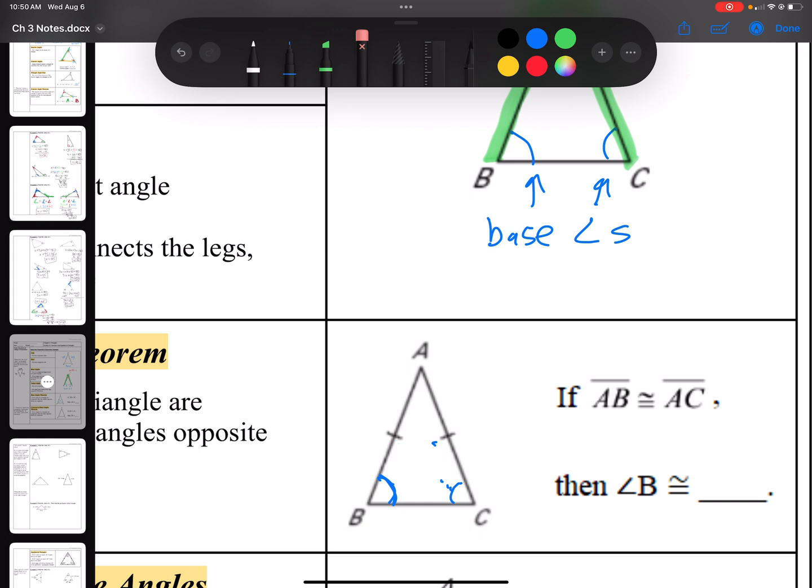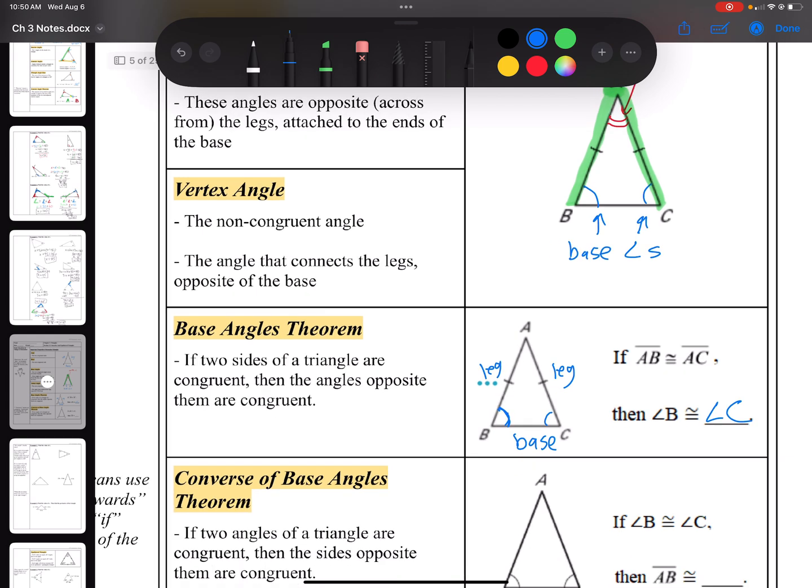Or you can just think of it as if it's an isosceles triangle, here's my legs, here's the base, the angles attached to the base must be congruent. So that means angle B has to have the same measure as angle C. So if you know B is 50 degrees, C is automatically going to be 50 degrees as well.